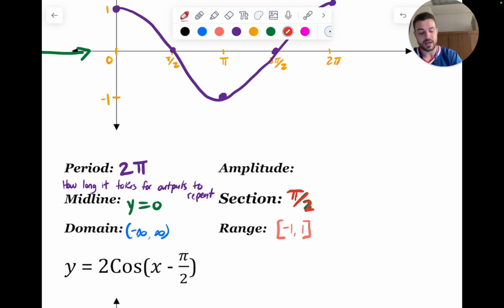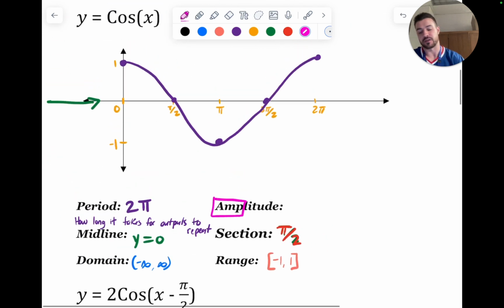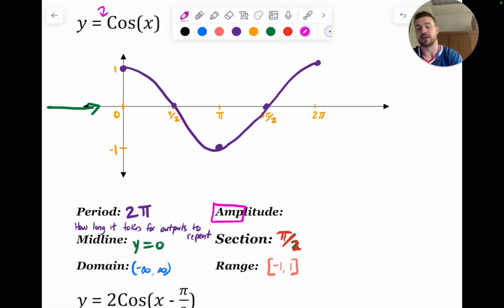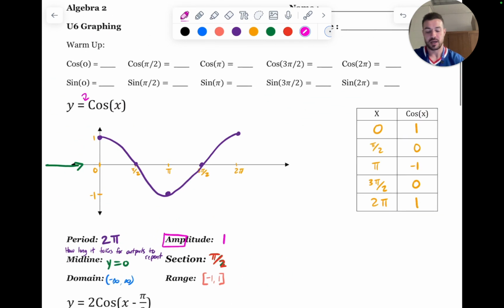All right, finally we have our amplitude. The amplitude, or at least one way that I try to remember it by, is the word amp. Sounds kind of like amplified. The amplitude is essentially the stretch factor that we have on our function. So it's the value in front that is going to cause us to stretch vertically. And in this case, it is just 1, so we would say that our amplitude is 1. And this is the graph of our parent function for cosine of x.